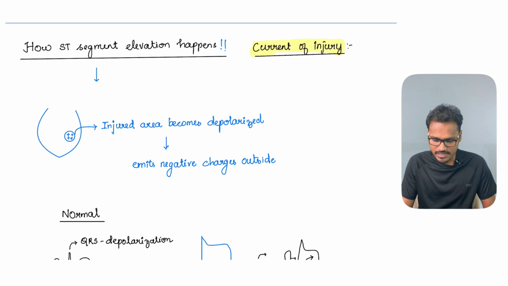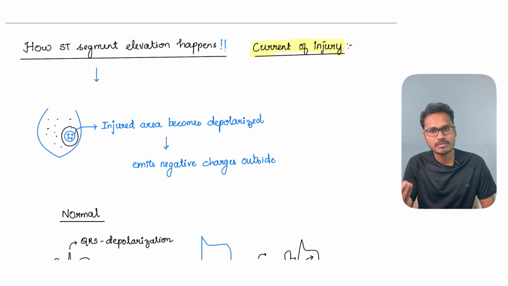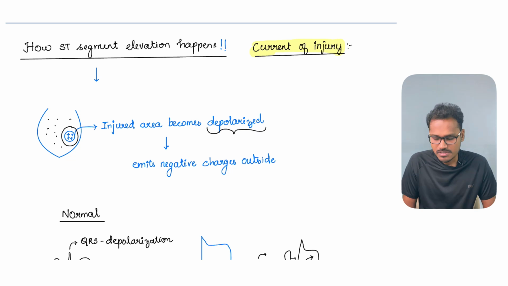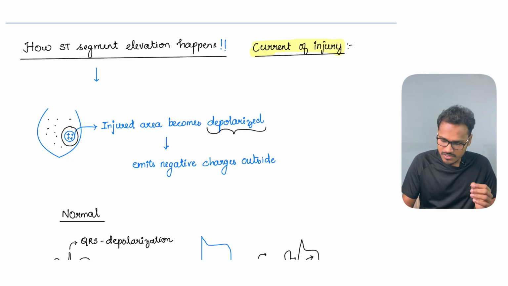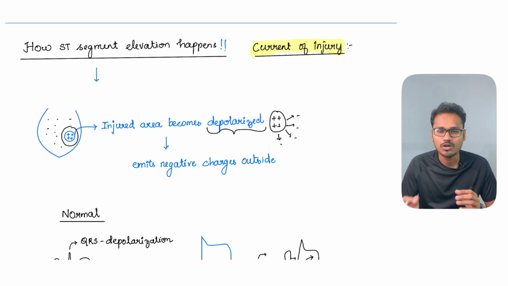So let's take for example, there is a myocardium like this and there is a part which is going for an infarction. Due to the compromise of the blood supply, there is a particular area which is getting infarcted, or ischemia is happening. So this injured area becomes depolarized. Depolarized means it is going to become positive in charge, and it is going to throw away the negative charges away from the area of injury. So the negativity is moving outside.